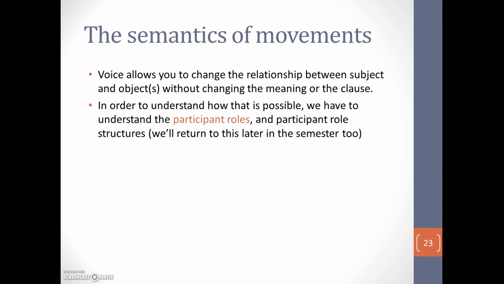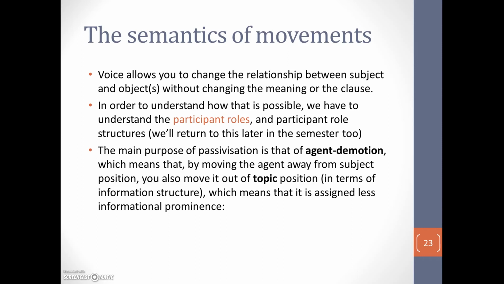Now, in order to understand how that's possible, we have to understand the participant roles and the participant role structures inside the sentences. So the main purpose of passivization is that of agent demotion. Okay, so when you demote somebody, or an agent in this case, you put them sort of to the back of the queue, as it were. Right? So this means that you move the agent away from the subject position and you move it out of what is called the topic position. Okay, and I have a figure that I'm going to show you in just a minute that shows you this.